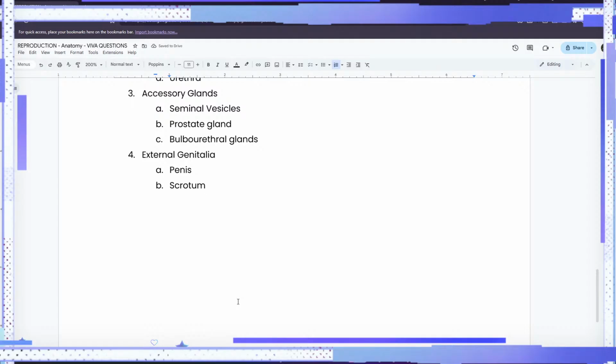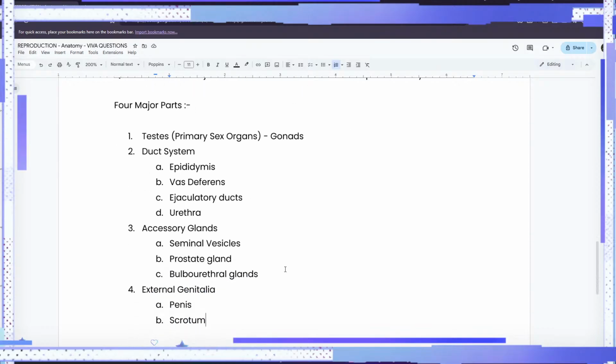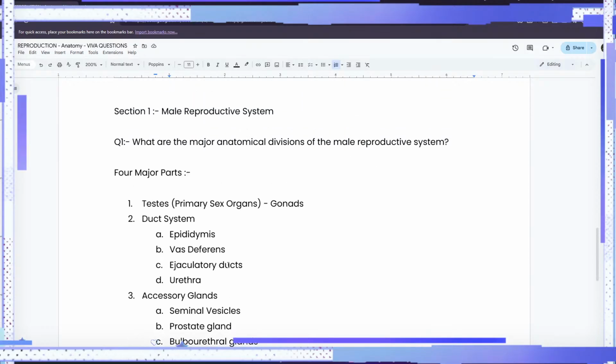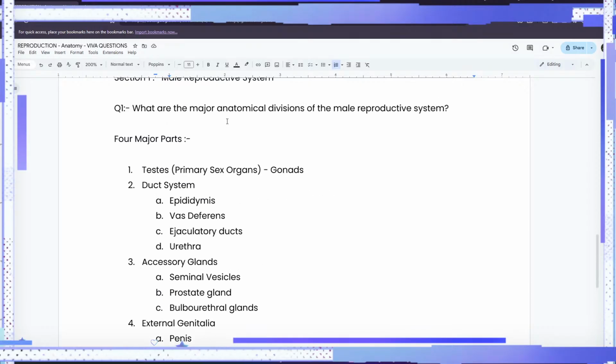Alrighty. So I think that's a good base to start off with. So you have the male reproductive system, you have the major anatomical divisions, you have four major parts: the testes, the duct system, the accessory glands, and finally the external genitalia.